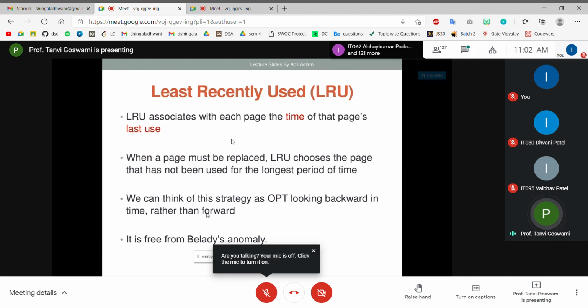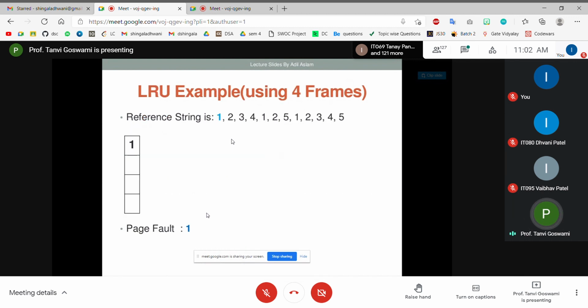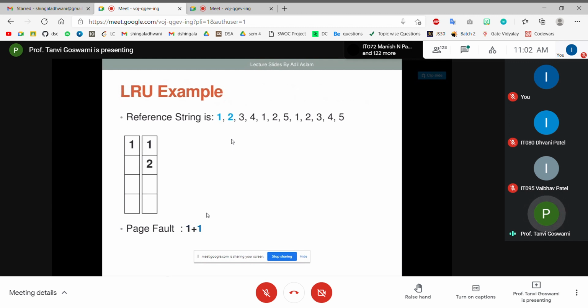Future references we cannot guess correctly. So we can say that this strategy is optimal looking backward, right? Let us take an example with a 4-frame memory capacity. There is a request for page number 1, that is a page fault, page number 2 page fault, page number 3 page fault, page number 4 page fault. Now the memory is full with 4 pages.